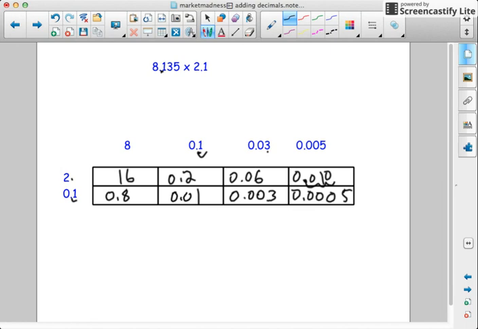Now I need to line them all up and add them all up. So 16 plus 0.2 plus 0.8 plus 0.01 plus 0.06 plus 0.003 plus 0. Well, there's another 0.010. That 0 doesn't matter.